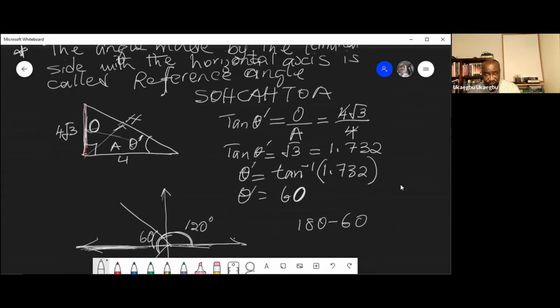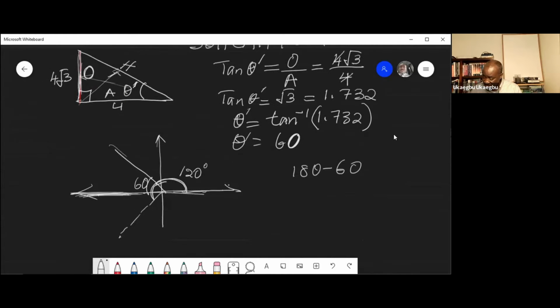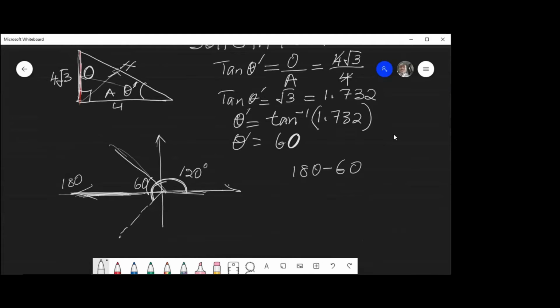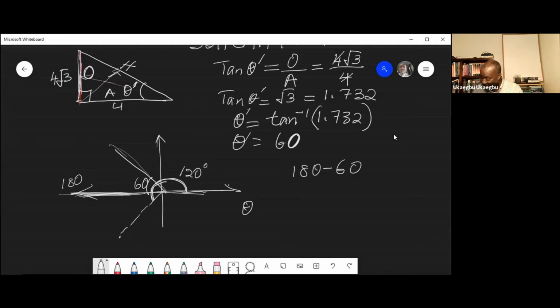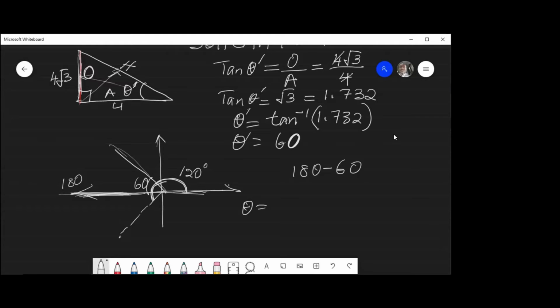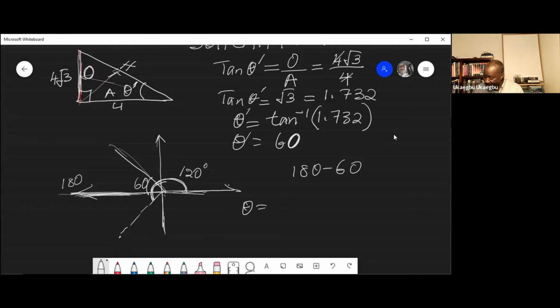So here is our terminal side. This is our terminal side with the horizontal. So the horizontal here is 180. So if, for example, the standard position angle theta is equal to, give me any angle that is more than 180. If theta is 270, 270 will be here, so we don't need that. Give me any number that is less than 270.